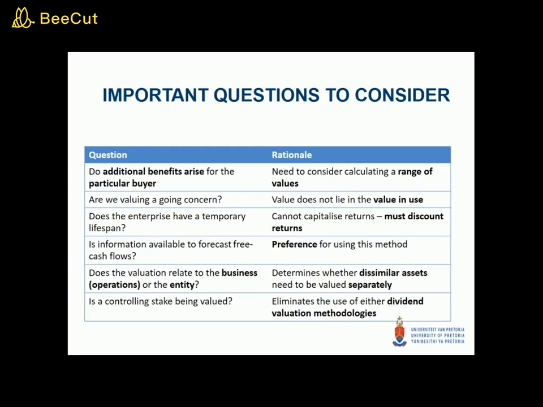Does the valuation relate to the business, in other words the operations, or the entity? The rationale for this would be to determine whether or not dissimilar assets need to be valued separately. If it is for the entity as a whole, for the business organization as a whole, we would value it all together. If it's for the entity and you've got certain assets that do things independently, we value those particular dissimilar assets in a way that's best suited for them.